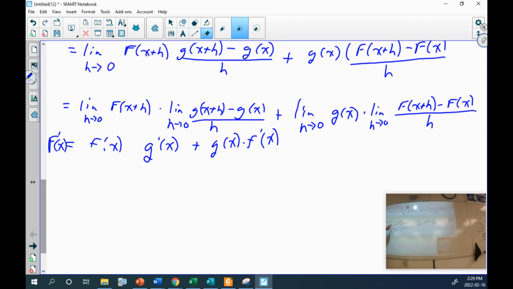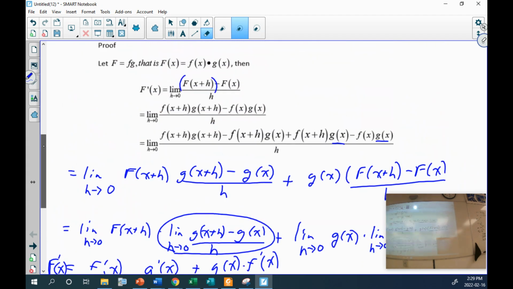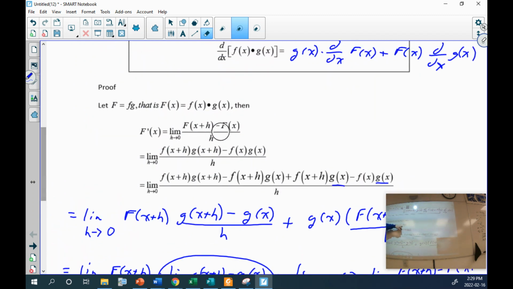This here, where did this come from? This is just our definition of a derivative. That's what we use. Here we had it for capital F of x. That's our definition. We just put g in here. So I can replace this with f prime of x, or in this case down there, g prime of x.